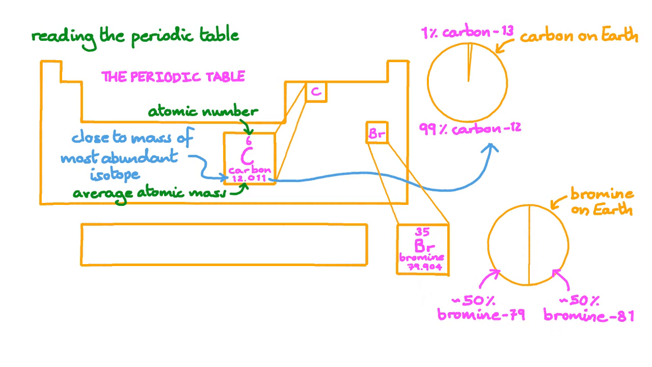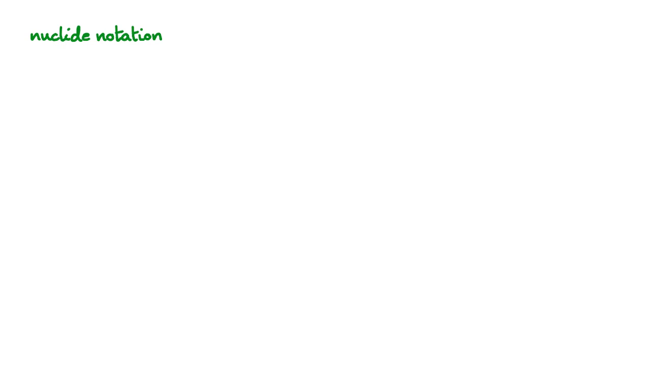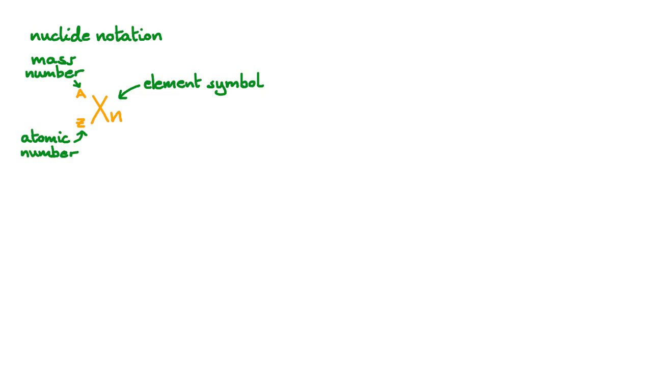So just bear in mind that finding the mass number of the most common isotope using the average atomic mass doesn't always work. The last thing we're going to look at is how to represent atoms, ions, isotopes and elements using nuclide notation. With nuclide notation, we start with the element symbol. We put the mass number, if there is one, to the top left, and if you want to, you can put the atomic number to the bottom left.